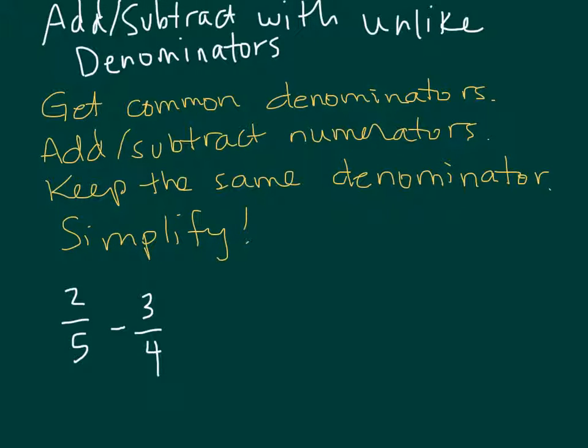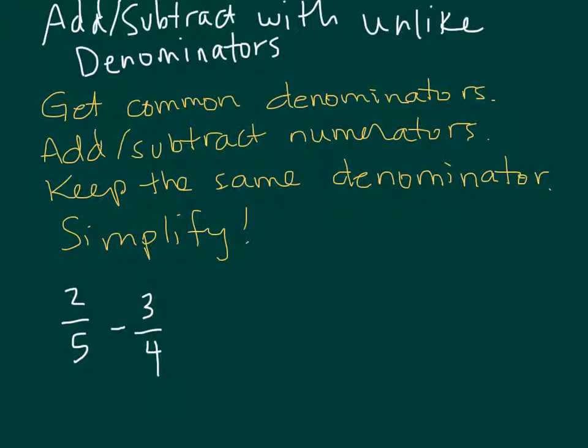Okay, and then what happens when I want to add and subtract and the fractions do not have the same denominator? Well, the first thing I have to do is get common denominators. So I have to make equivalent fractions and make the two denominators the same. And then I do the same thing as before: add and subtract numerators, keep the same denominator, and simplify.